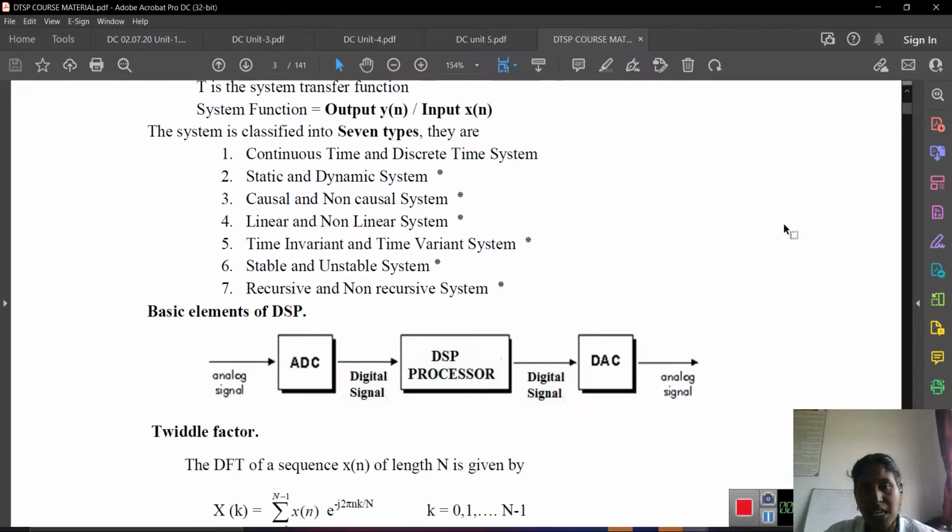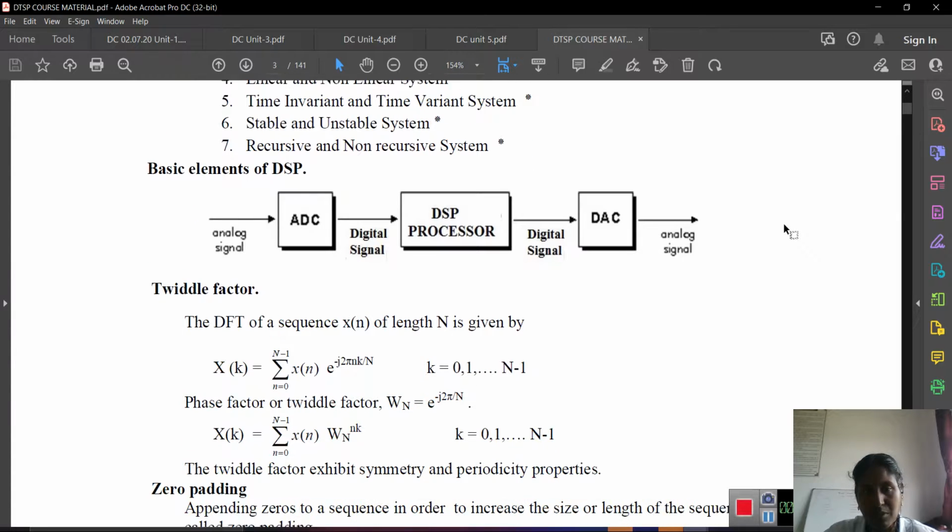The system is classified into 7 types: continuous time and discrete time systems, static and dynamic, causal and non-causal, linear and non-linear, time invariant and time variant, stable and unstable, recursive and non-recursive systems.